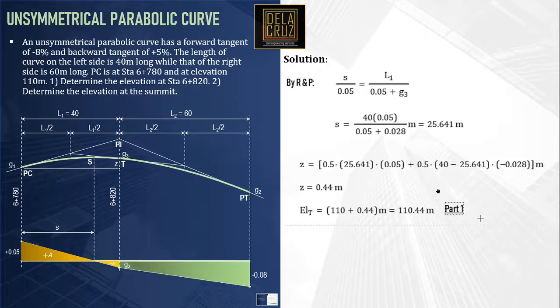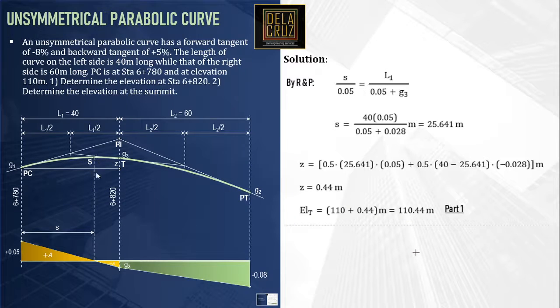Okay? Now, for part 2, the elevation of the summit. Summit is the peak point or the highest point of the curve. Now, as I have said lately, the location of the summit is where the grade is 0. So at this point, this is the summit point and I call that one station S.